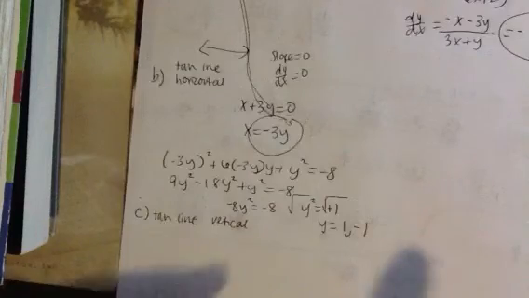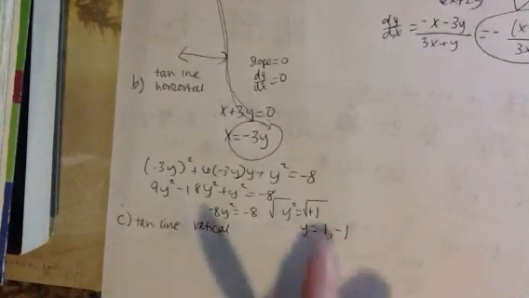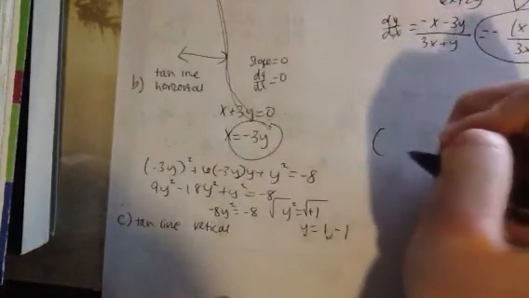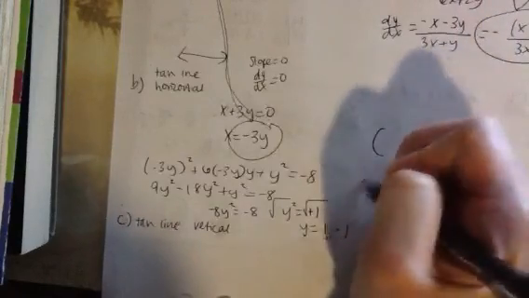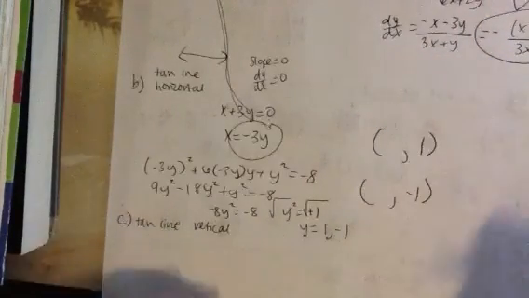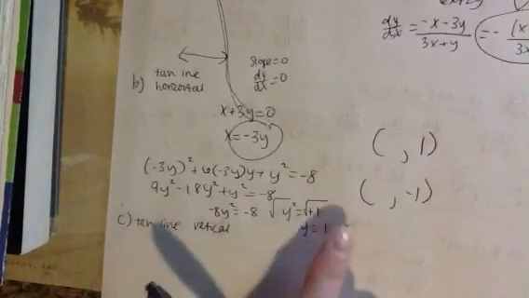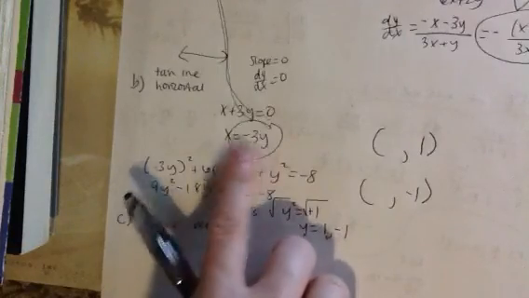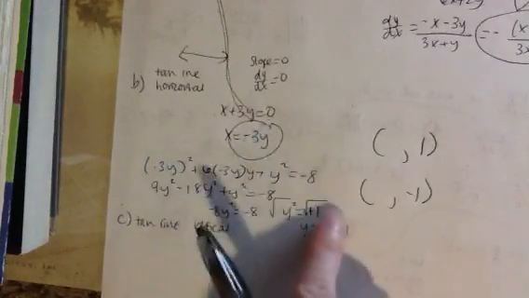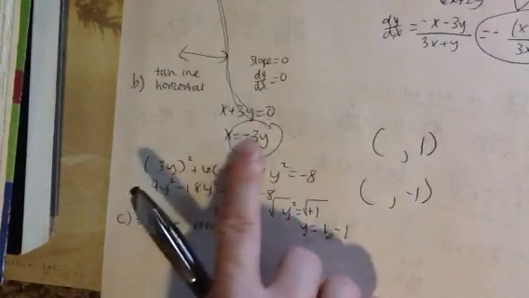And I'm almost done, but it did say find the coordinates, not just the y values. So I know that I'm going to have at least two coordinates. One with the y value of 1, one with the y value of negative 1. Now to find the x value that goes with this, well, we already have this relationship. X equals negative 3y. So if I plug in y equals 1, x would be negative 3.